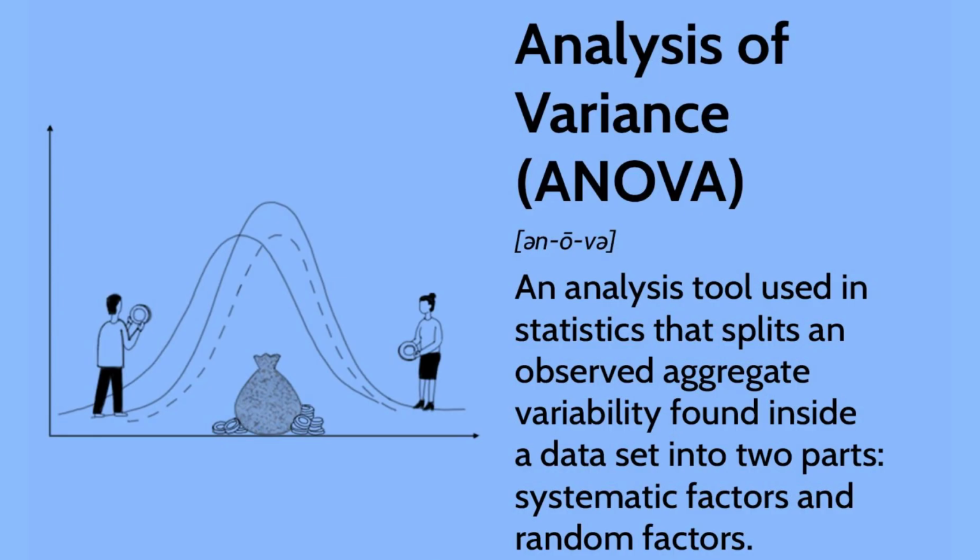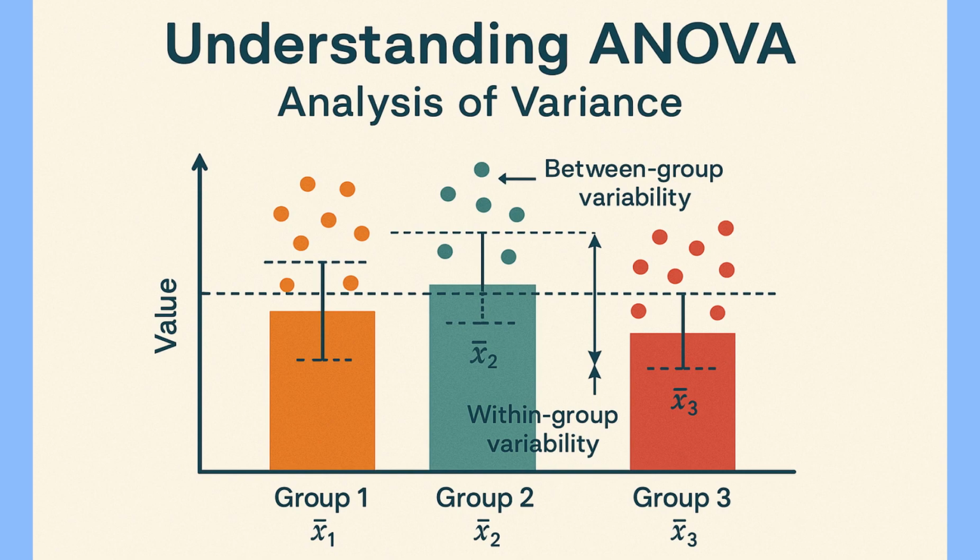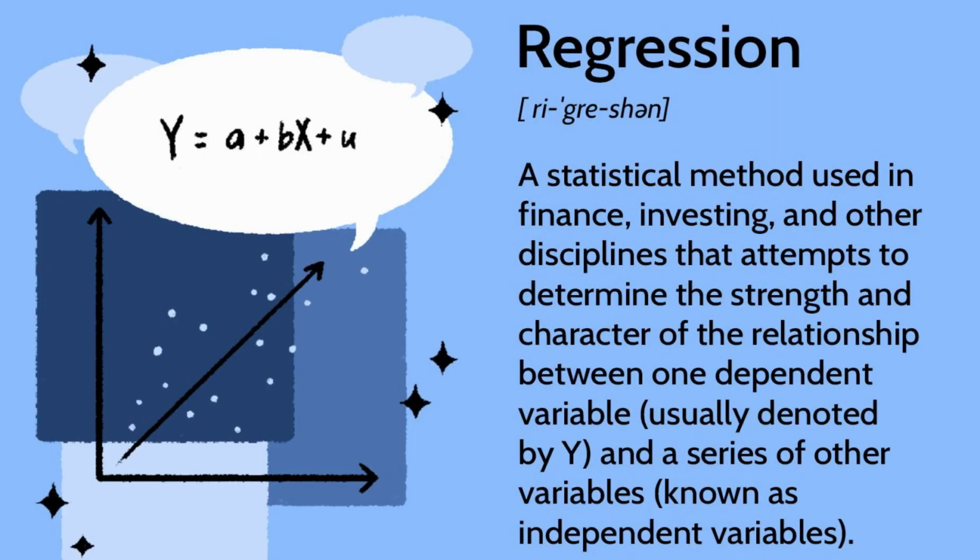Then we have ANOVA. ANOVA is similar to a t-test, but it is for more than two groups. For example, you might compare stress levels across first year, second year, and final year students. Instead of multiple t-tests, ANOVA tells you whether there is a significant difference somewhere among the groups. That is it.